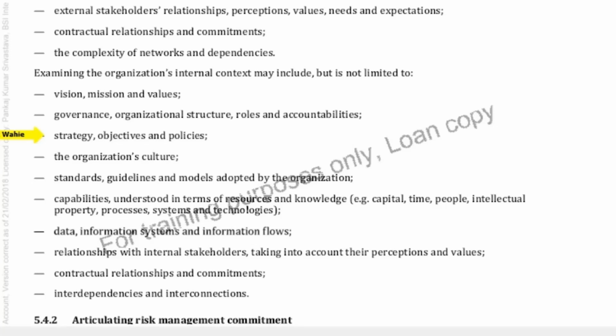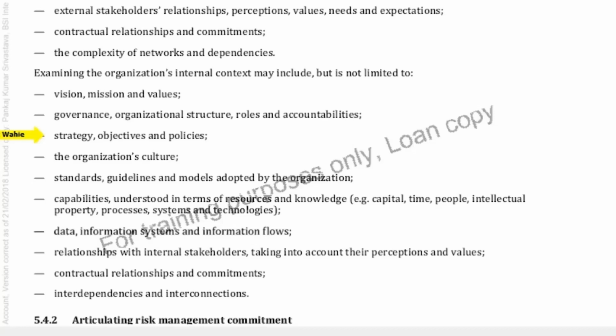If everything is wrong, the strategy is wrong, the objectives did not take into consideration the risk, and the policies are not clearly providing direction on the risk appetite and what is supposed to be done, then this is a management structure weakness. This has to be addressed. Is it clear, everybody? Okay.